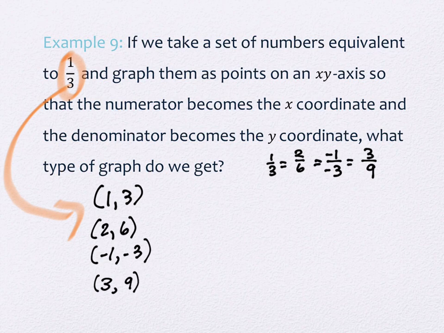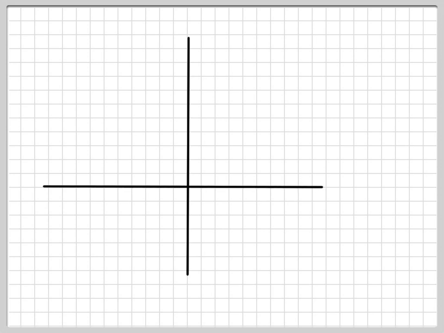And we're going to graph these. So sketch yourself a little graph. I think I have some graph paper over here. I do. And we're going to plot 1, 3. That'll be right here on my graph. We're going to plot 2, 6, and 3, 9. And -1, -3. Those are the 3 pairs, 3 points that I have.